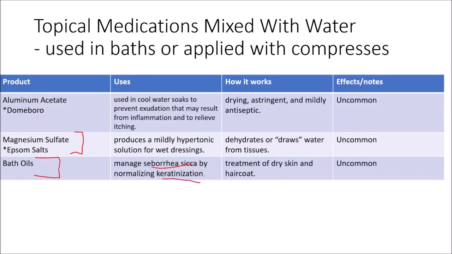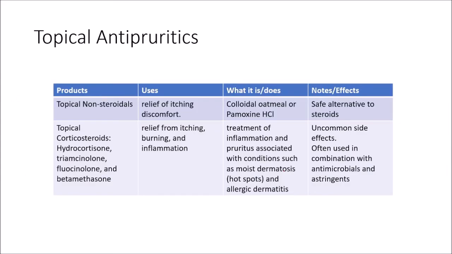Some topical non-steroidals for relief of itching and discomfort would be colloidal oatmeal or pramoxine hydrochloride. These are safe alternatives to steroids, or we can use topical steroids like hydrocortisone, triamcinolone, fluocinolone, and betamethasone. These give us relief from itching, burning, and inflammation if we have hot spots or allergic dermatitis. We do have to be careful if we have Demodex, obviously, or diabetes. And we often see these in combination with antimicrobials and astringents.